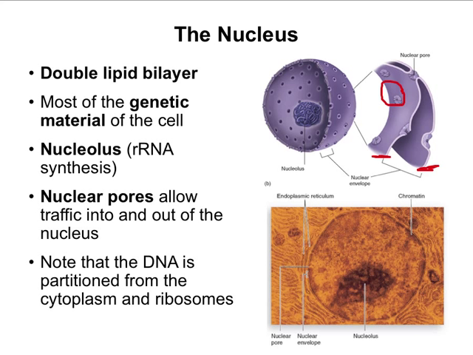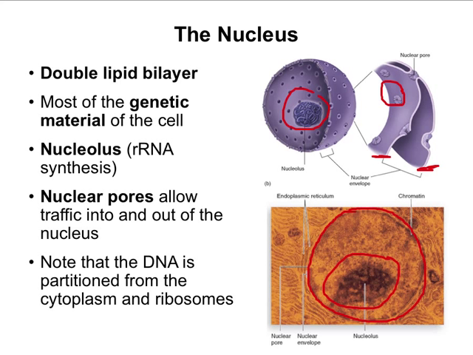There's a region in the middle of the nucleus where we'll see RNA being transcribed from the DNA template. This is the region called the nucleolus. Most of the genetic material of the cell is contained within this double lipid bilayer nuclear envelope. In this micrograph down below, again, you can see a dark staining area that we consider to be the nucleolus inside this double lipid bilayer of the nuclear envelope.